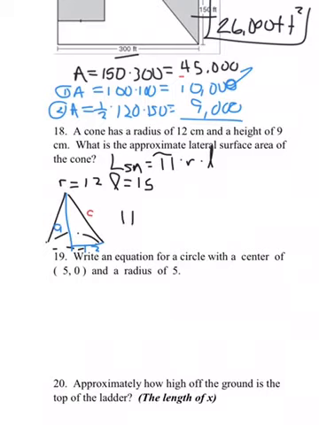So we're going to get pi times 12 times 15. Pi times 12 times 15, and that's 565.5. Make sure to use slant height and not regular height, because it'll make you wrong.